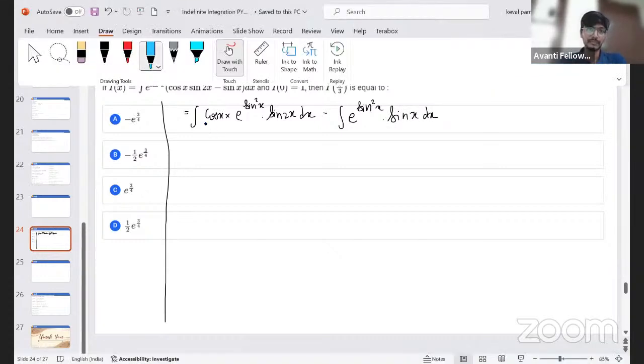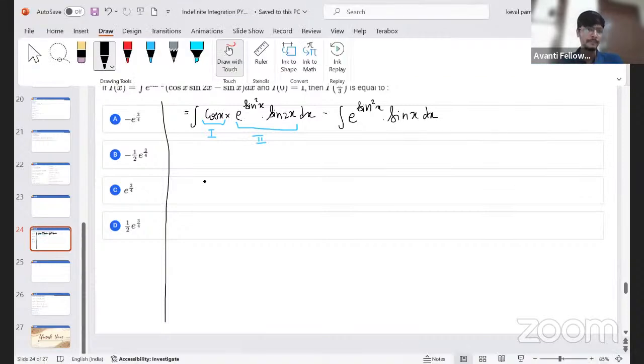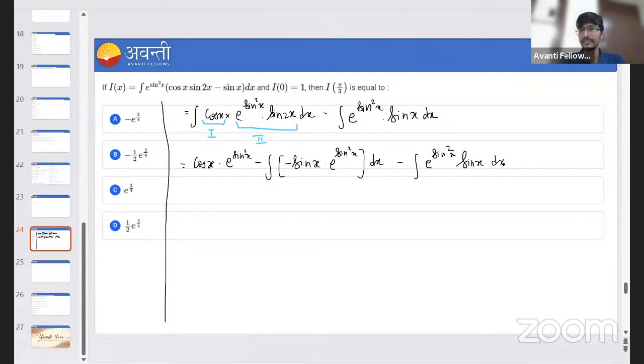Here we can use integration by parts. Let's take it as first function. Let's take it as second function because the second function is integrable. So first function as it is, integration of second function is e raised to sine square x minus integration of derivative of first function minus sine x into integration of second function e raised to sine square x dx. Correct? Minus integration of e raised to sine square x into sine x dx.